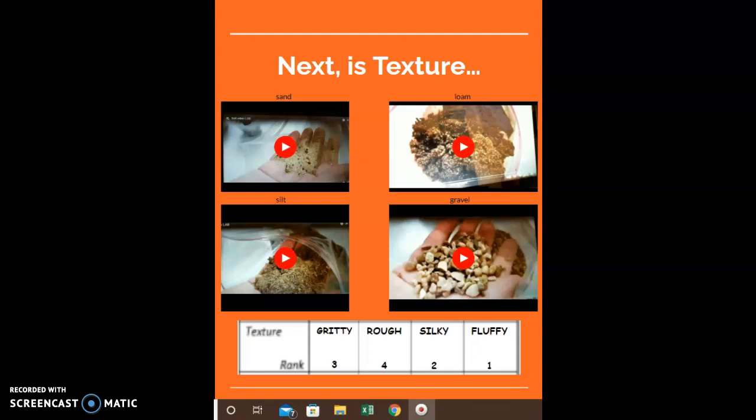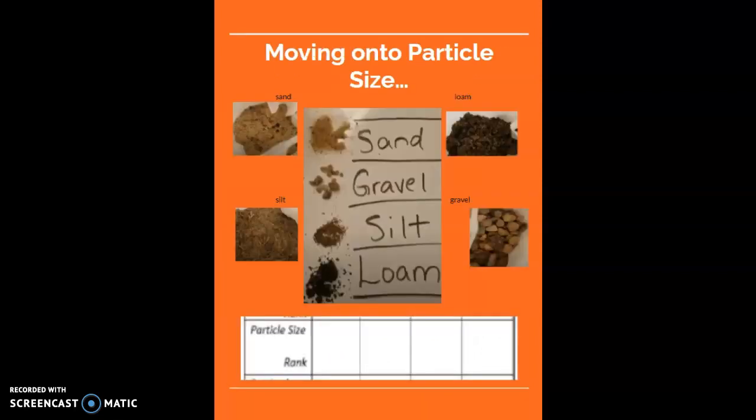the next section, which is the particle size. So here we have the particle size. In the middle, I have a bigger picture of the 4 soil samples with a little sample next to each word: the sand, the gravel, the silt, and the loam. And then on the sides, I have a little closer up picture of each one so we can see what they look like. We're trying to test particle size. So that means a single grain of the particle, not a handful, just like a single piece that you could put on your finger. So we're ranking those from smallest to largest.